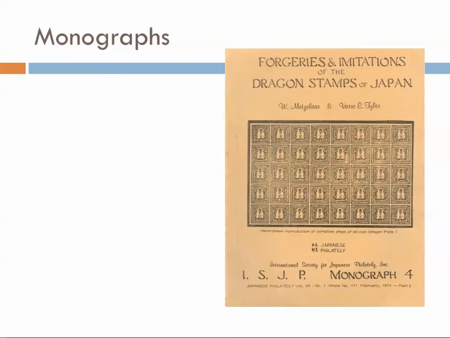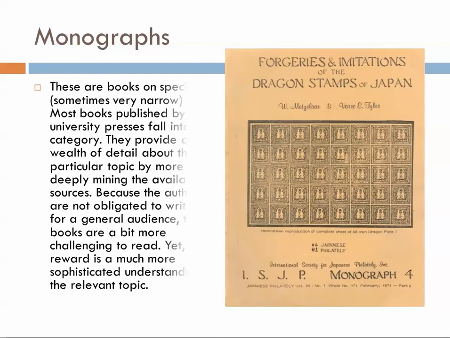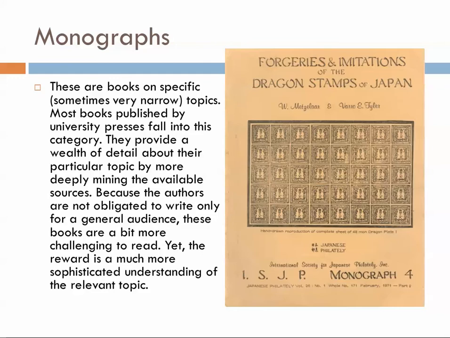How about monographs? In my experience, a lot of students don't even know what a monograph is. A monograph is a book on a very specific and very narrow topic. Usually they are published by special societies or academic presses. And they provide a wealth of detail about a particular topic by more deeply mining the available sources. Because the authors are not obligated to write only for a general audience, they're not worried about huge sales and that kind of thing, these books are a bit more challenging to read. Yet the reward is a much more sophisticated understanding of the relevant topic.